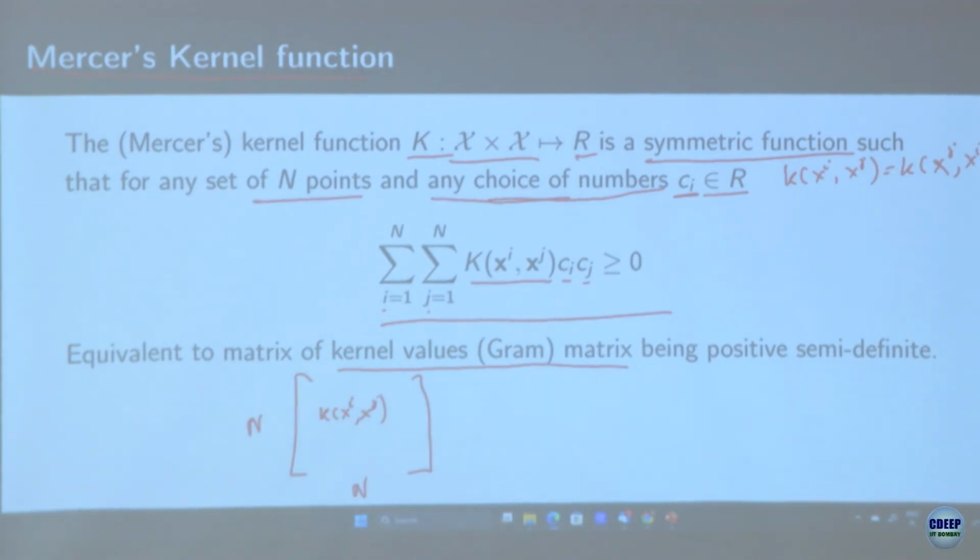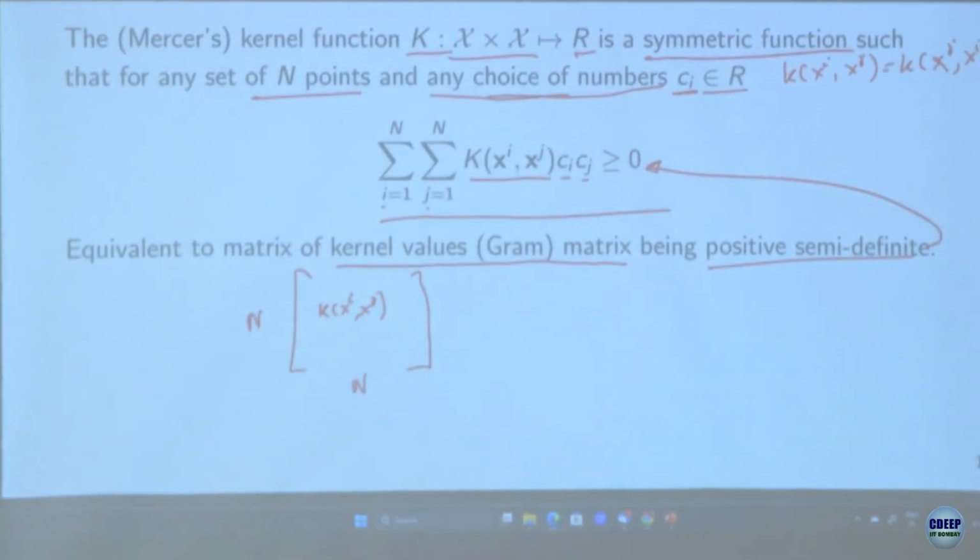How many of you have heard about positive semi-definite square matrices? Yes. So the kernel matrix is called the Gram matrix. The Gram matrix has to be positive semi-definite, and another way to characterize positive semi-definite matrices is that if you were to calculate the eigenvalues of that matrix, all the eigenvalues will be greater than or equal to 0.